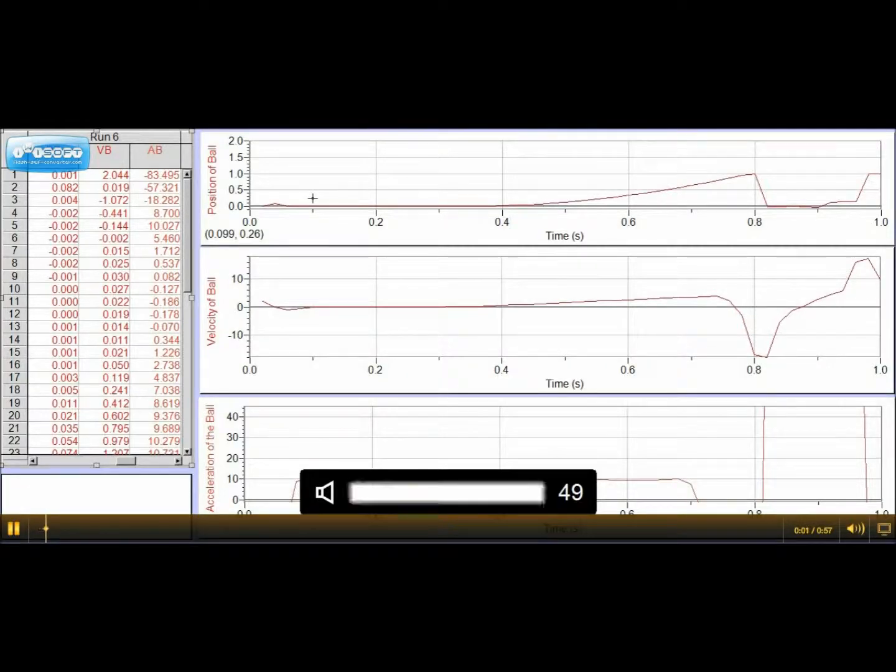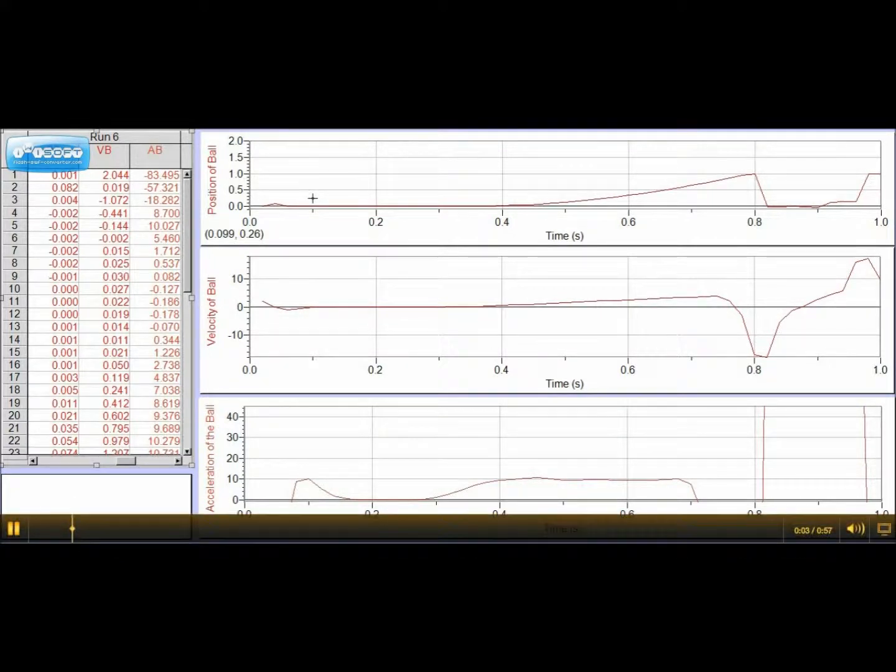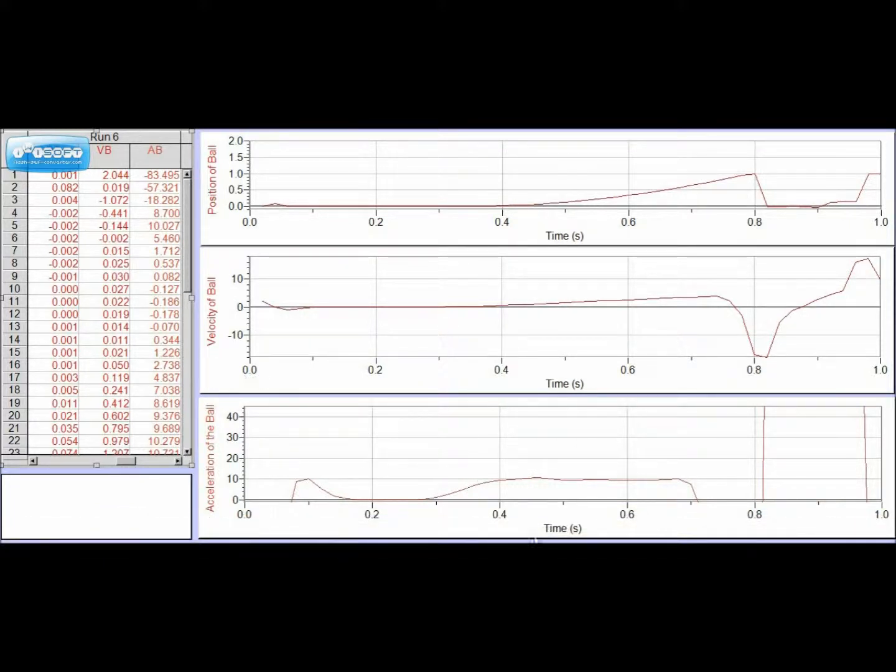Here's our Logger Pro data from our dropping of the ball. As we can see from our acceleration graph right here, I dropped the ball right about here and it accelerates at about 9.8 meters per second squared. That's what this line is right here.